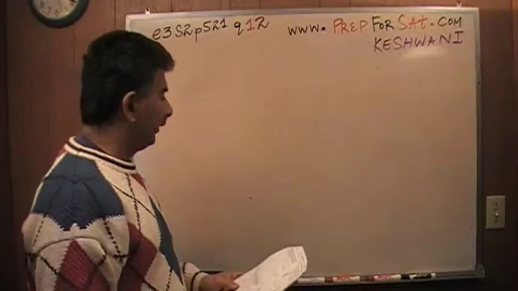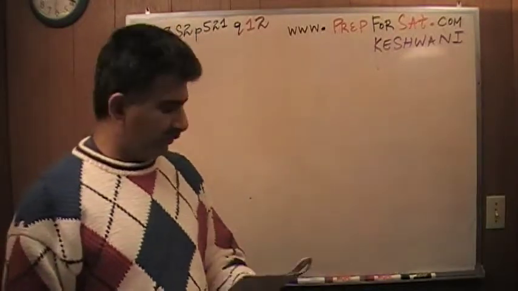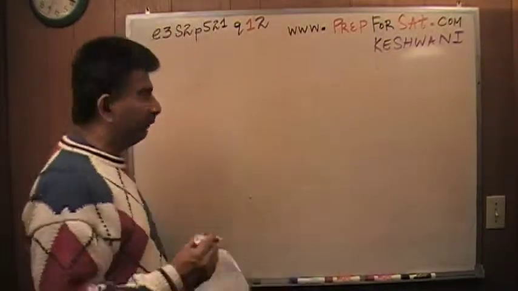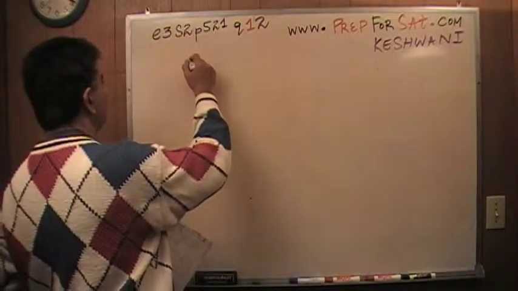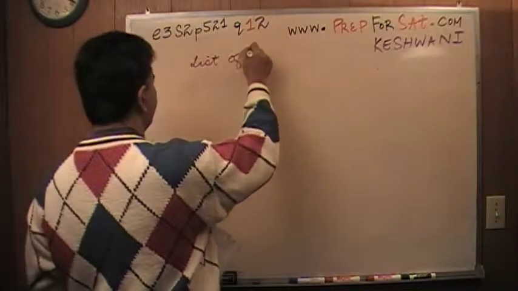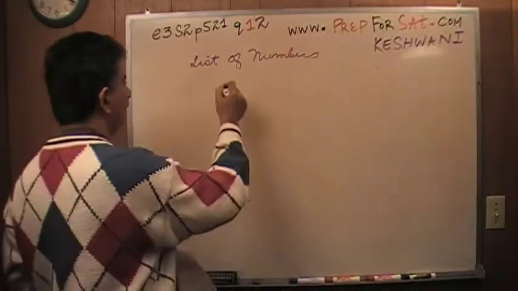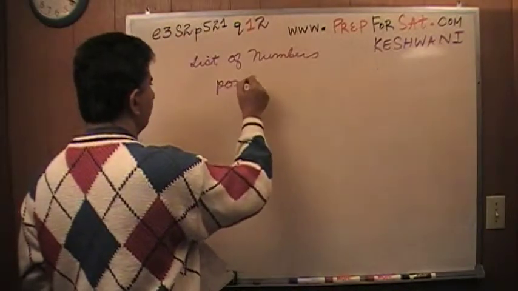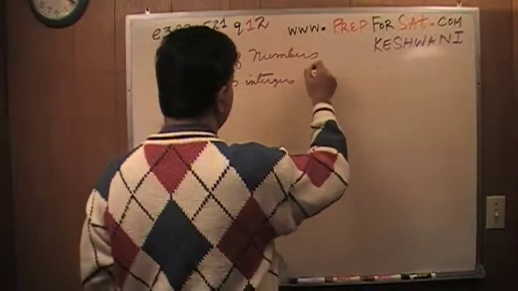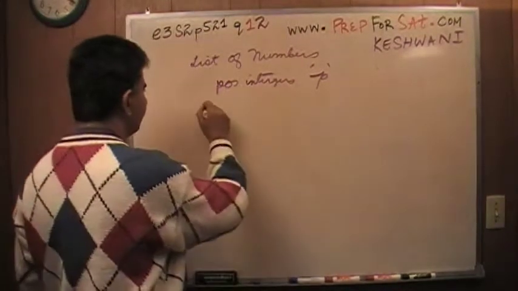Okay, let's begin. Number 12. A list of numbers consists of p positive integers. Let me make a note here. So we have a list of numbers, and in the list, we have positive integers. How many? P. And n negative integers.